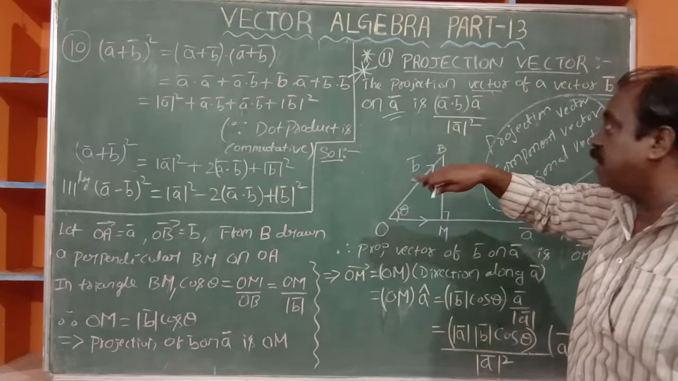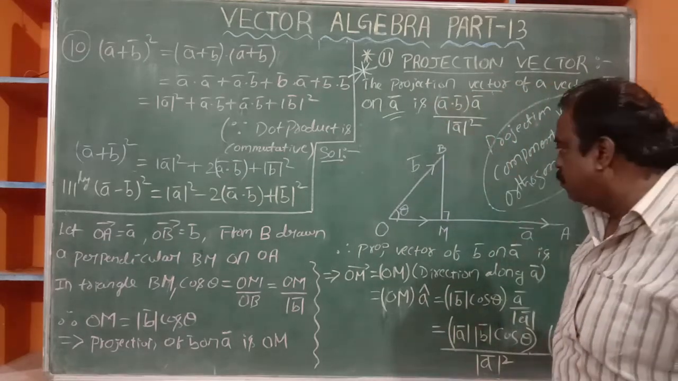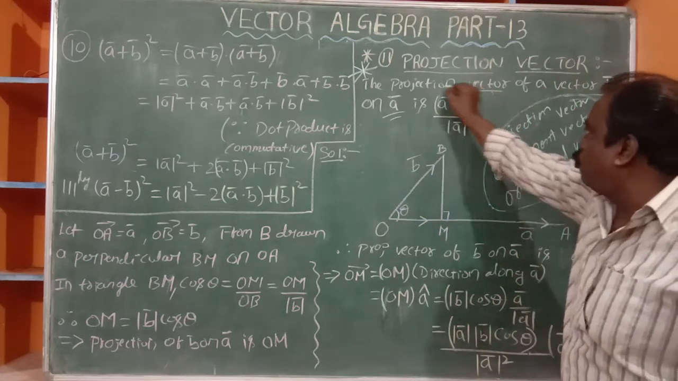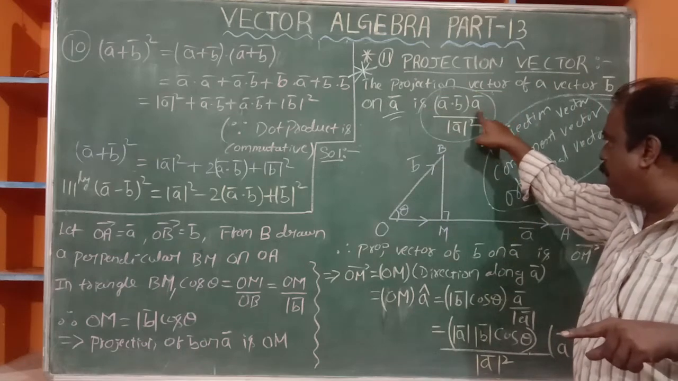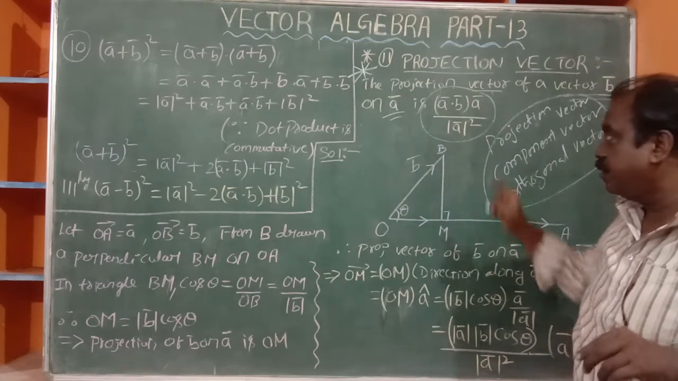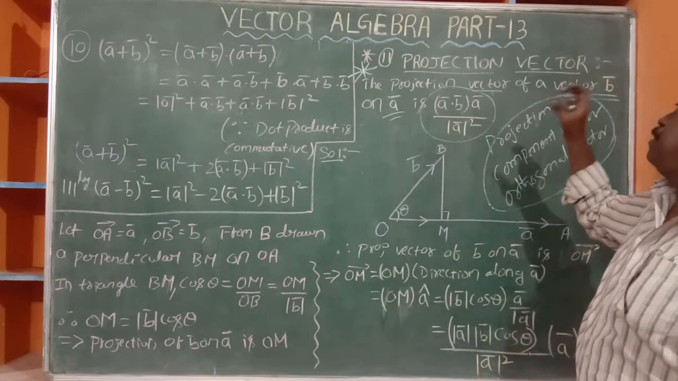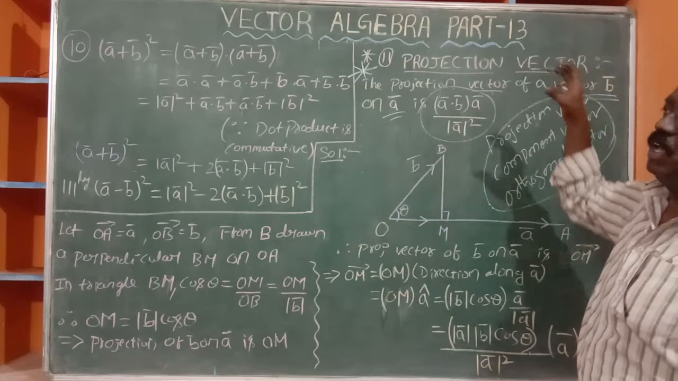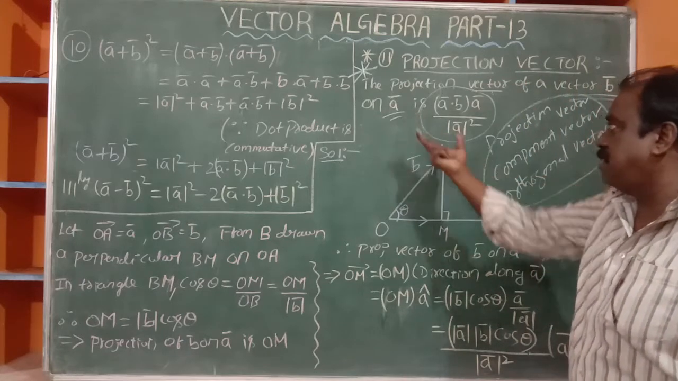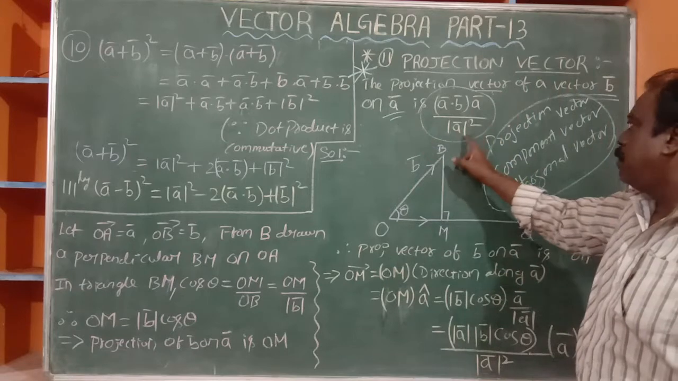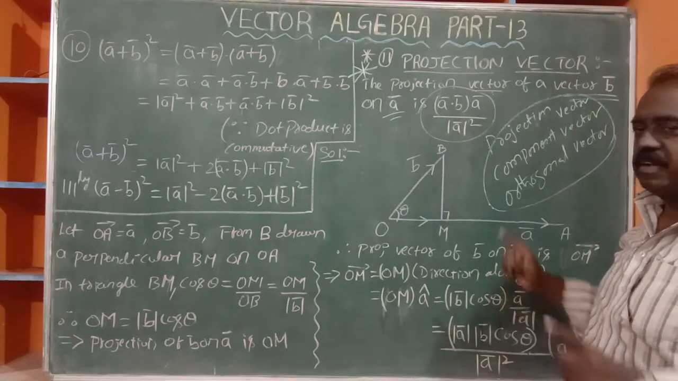The projection vector of a vector b bar on a bar is (a dot b) a bar by modulus of a bar square. On whichever vector we find the projection, that is the base, so in the denominator it is modulus of a bar square. A bar is important. This is an important concept, no doubt at all.